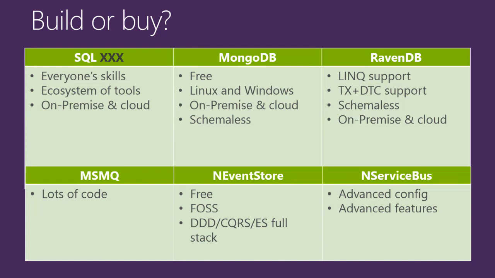MongoDB is free, so you don't typically pay licenses. Available on Linux and Windows, on-premise and cloud. It's good because it's schemaless. Similarly, RavenDB, schemaless, great or good enough LINQ support, support for transactions and DTC, on-premise and, well, especially on-premise, but also some offerings appearing for the cloud.